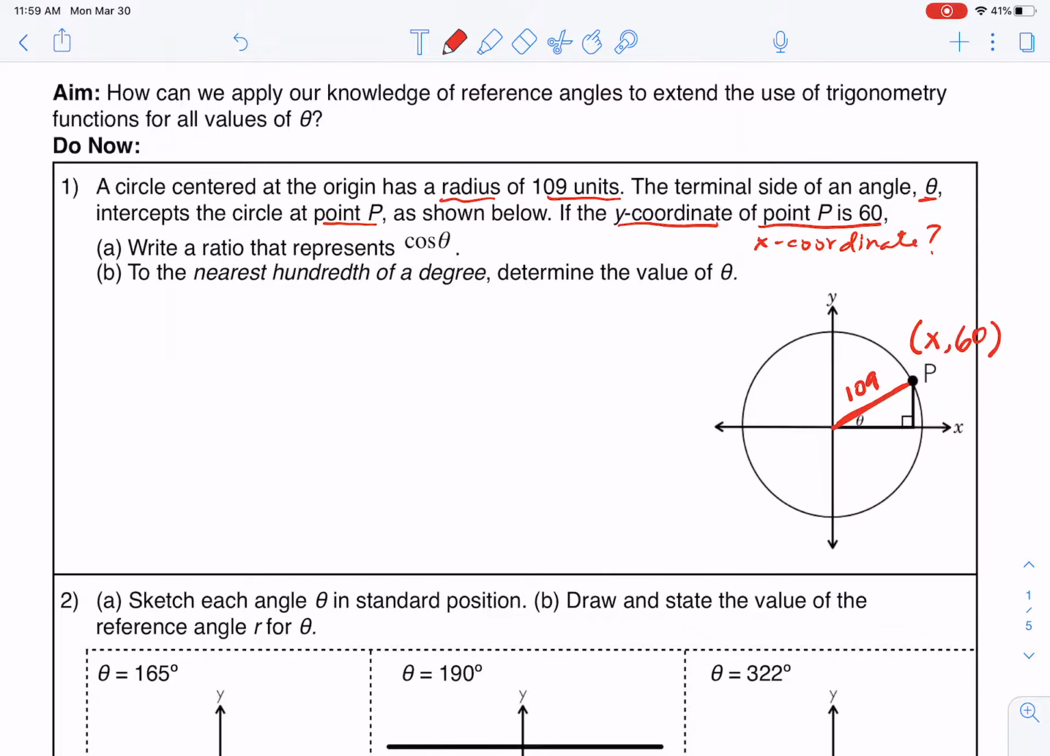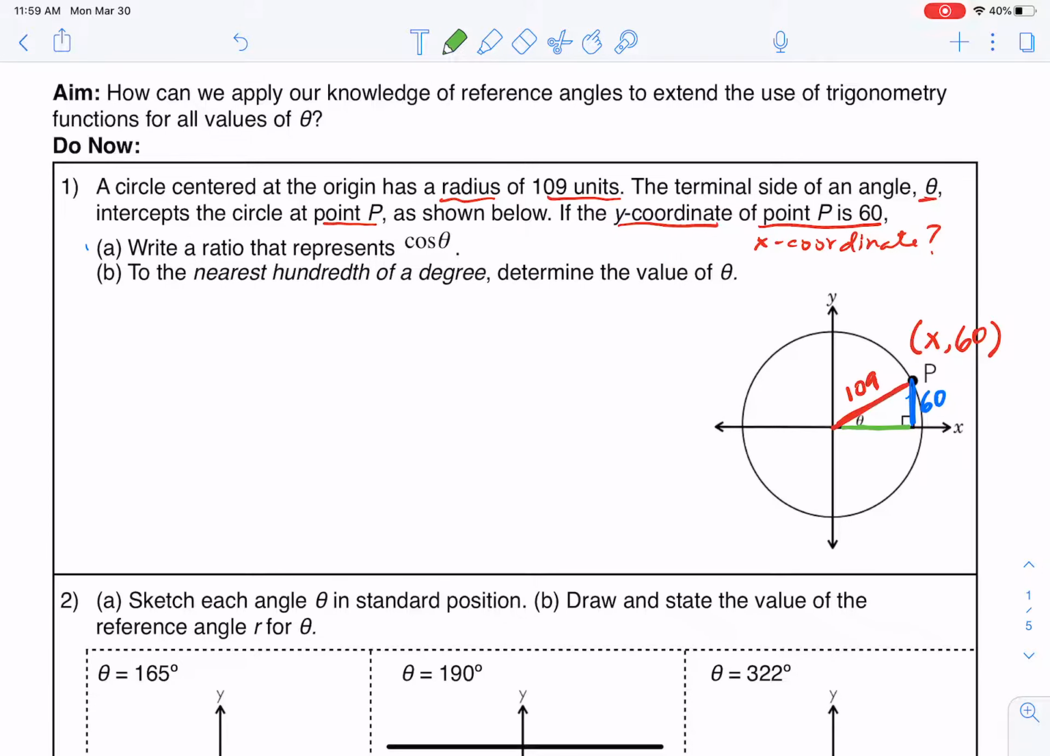Now, from the last lesson, we took a look at a few problems where we're just given points, and those points tell us something about the triangle. The y value is the vertical distance from the x-axis to point P. So I can label that side of the triangle with 60. Now, before we dive into part A, writing a ratio that represents cosine of theta, let's go ahead and figure out what this last side of the triangle is, the side that we don't know anything about.